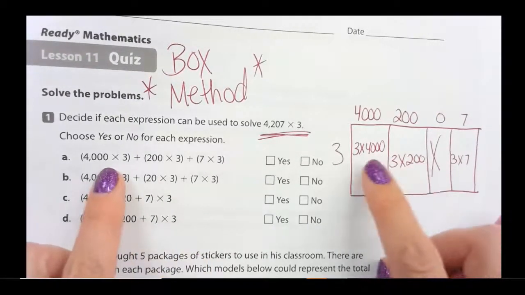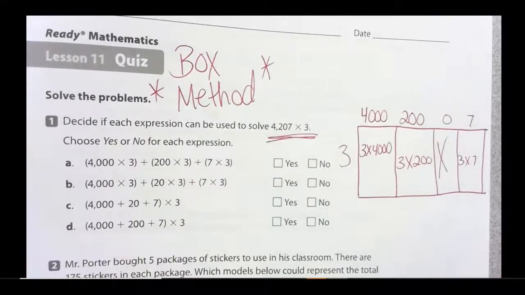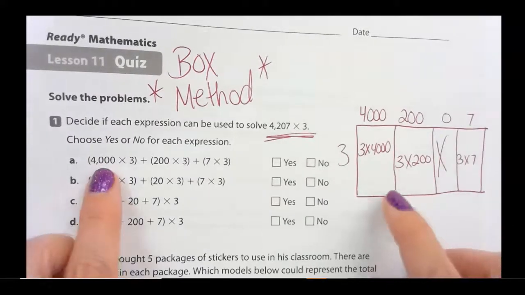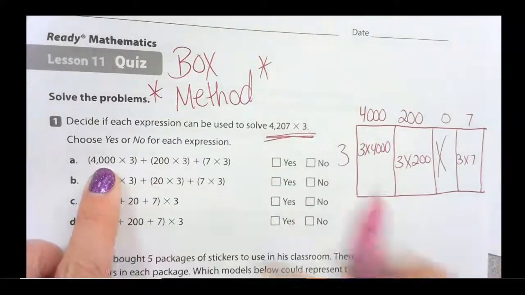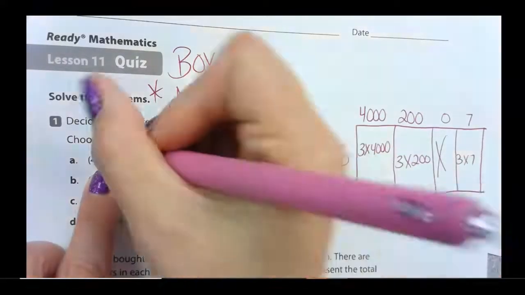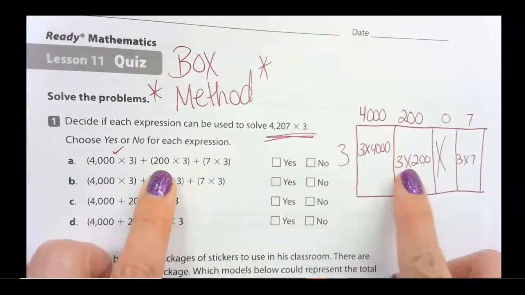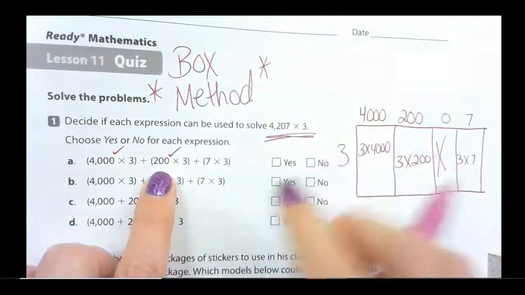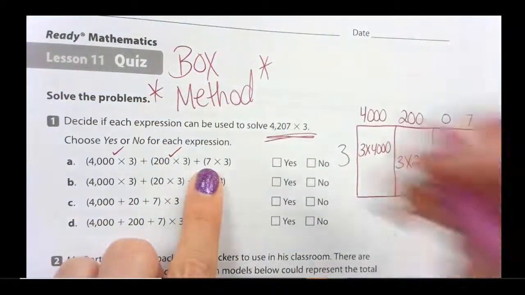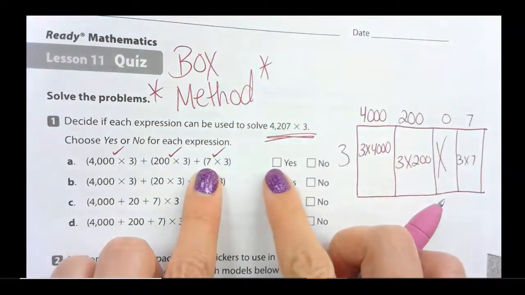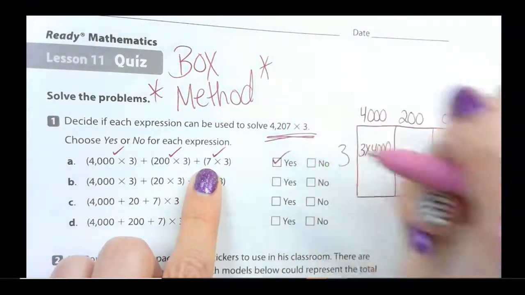So we're going to come over here and we are going to compare them. So this has 4,000 times 3. Do we have that? Yeah, so I'm going to put a check. Do we have 200 times 3? Yeah. And do we have 7 times 3? Yes. So does A work? Yes. Good.